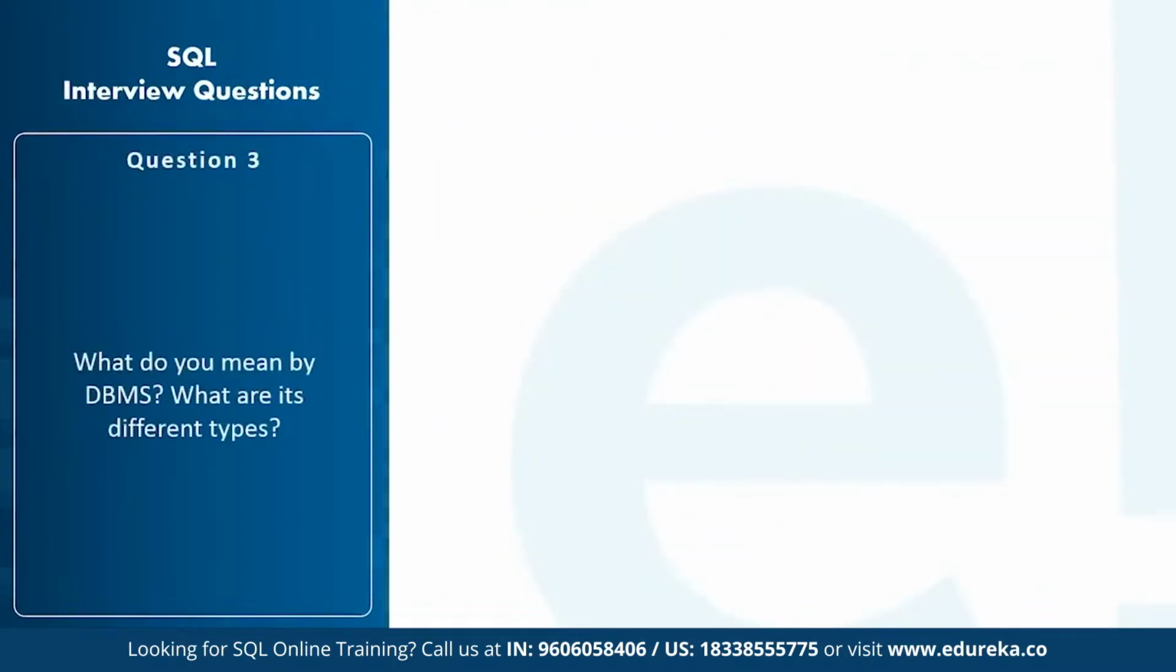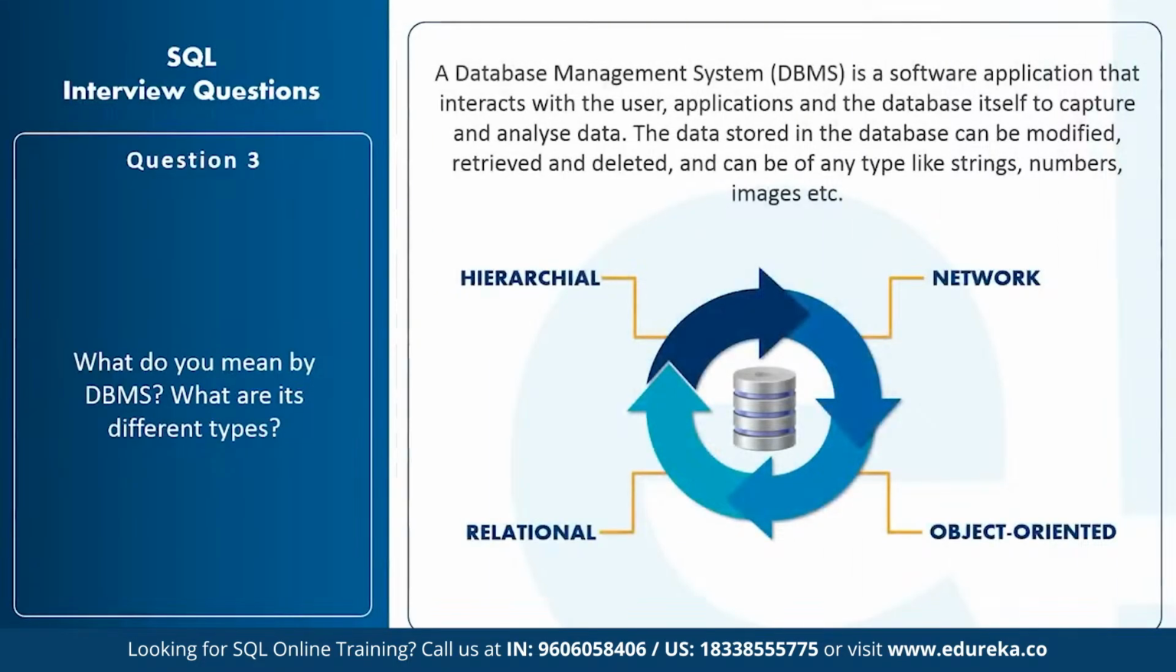Now moving on to our next question, what do you mean by database management systems and what are the different types of it? If I have to define the database management system for you, then a database management system is a software application that interacts with the user's applications and the database itself to capture and analyze the data. The data stored in a database can be modified, retrieved, and deleted and can be of any type like strings, numbers, images, etc. So you can basically store any kind of data.